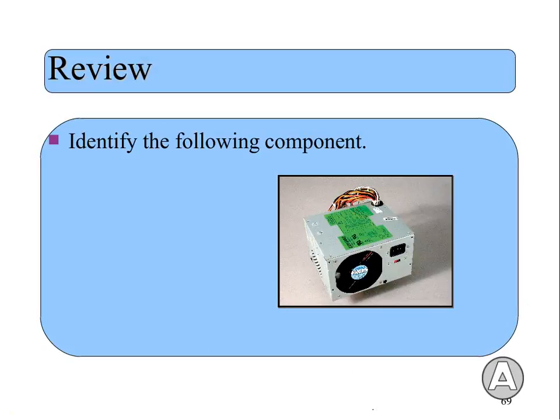Now let me ask you, can you identify this component? Yes, it's the biggest part of your computer. It's the power supply, and its job is to convert AC into the low voltage DC that your computer's motherboard and other components require.